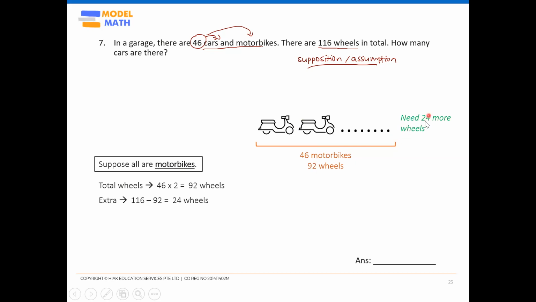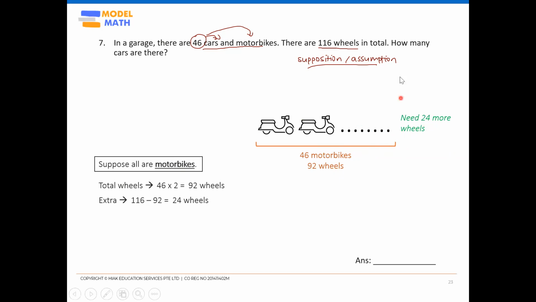Now let's think about this 24 more wheels, okay? How are we going to bring in 24 more wheels? Am I going to bring in more motorbikes? Am I going to bring in more cars into this diagram? Okay, now think about that. Yes, if you bring more cars and more motorbikes, I agree, we will be able to achieve the introduction of 24 wheels.